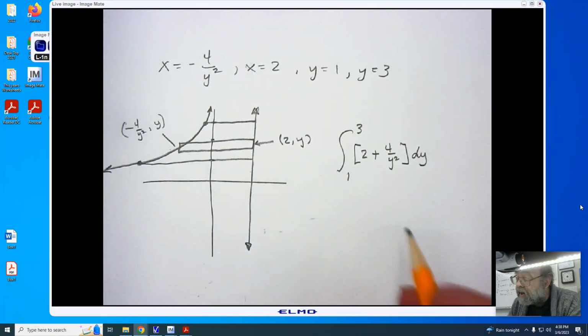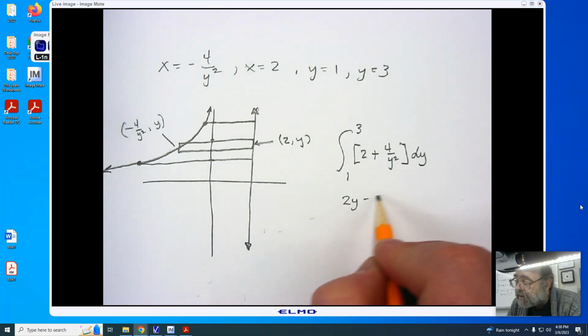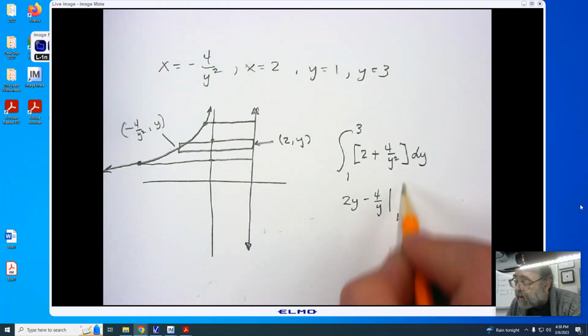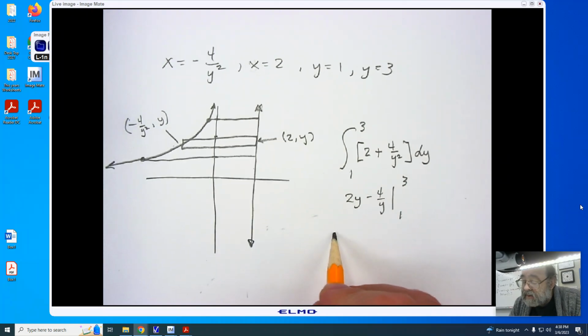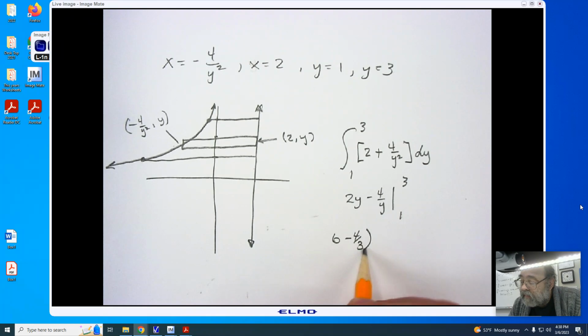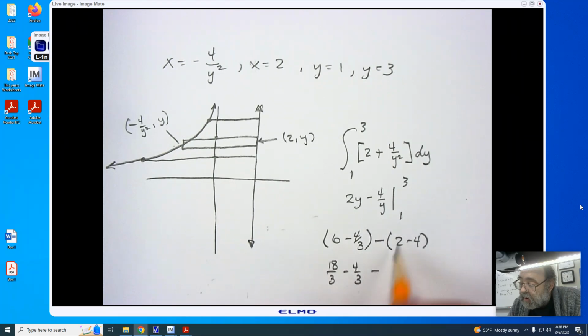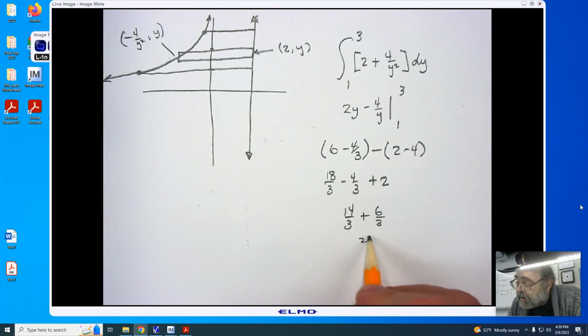So as we go through our integration, you'll notice we get 2y minus 4 divided by y from 1 to 3. When we plug this in, we get 6 minus 4/3. And then we have a minus 2 minus 4. This is giving me 18/3 minus 4/3. And I'm also looking at subtracting, minus a double negative, so I have a plus 2. This is giving me 14/3, adding 6/3, and my answer is 20/3.